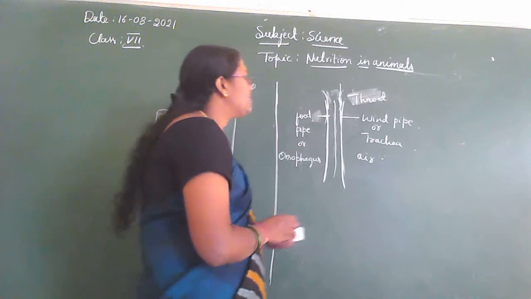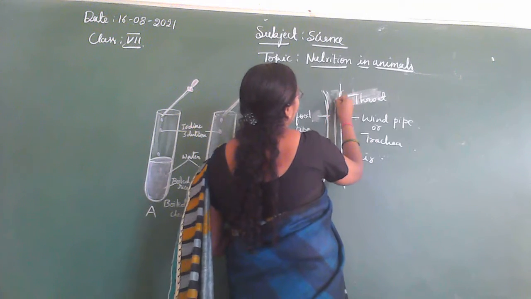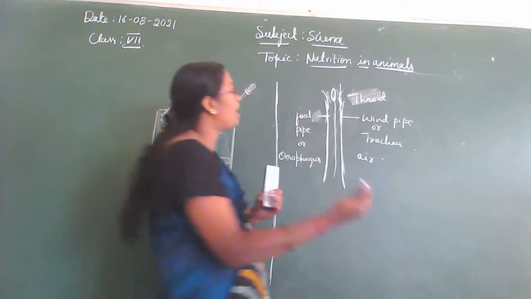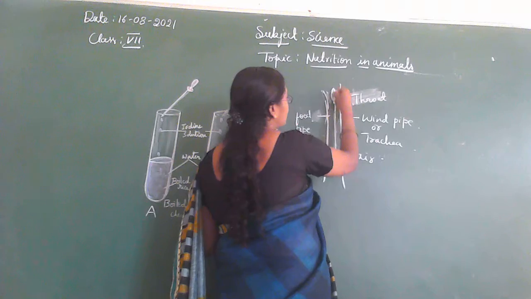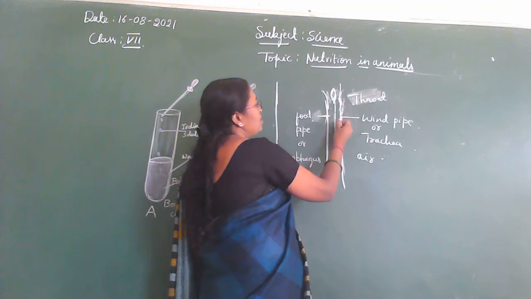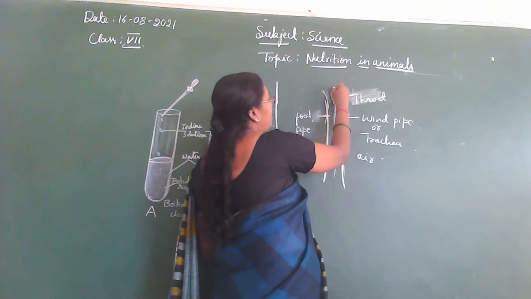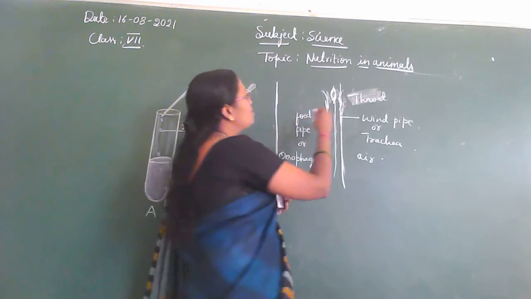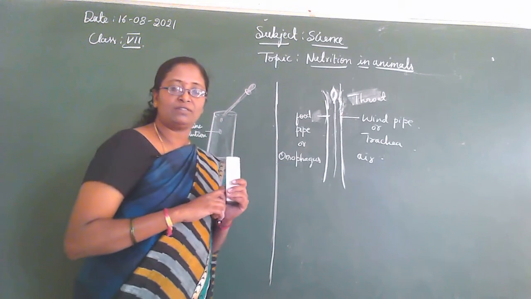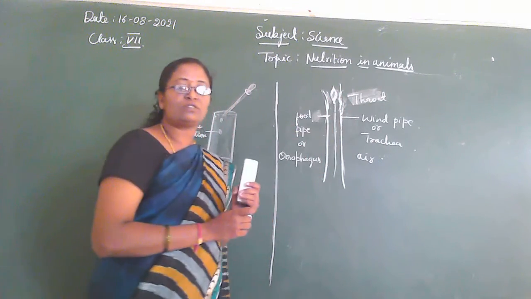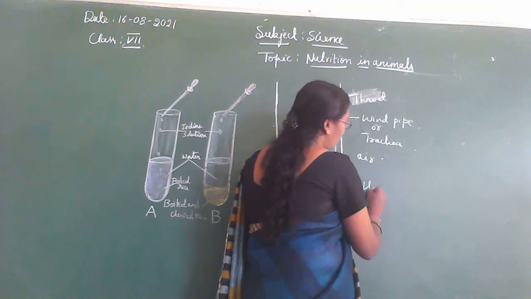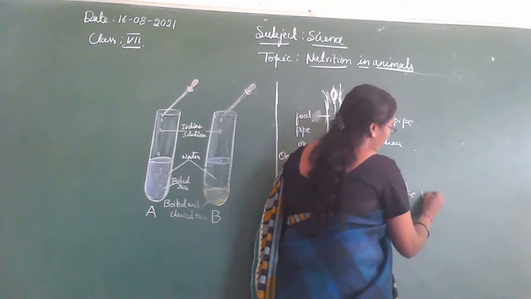Okay children, see here. In this region we can see a flap-like structure. One side of it is attached to this region, and the other end is free. That is called a flap. A flap-like valve.